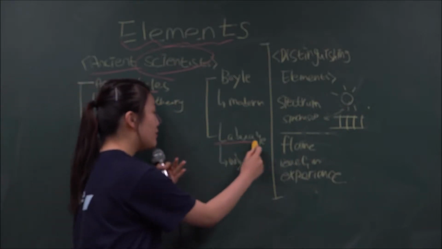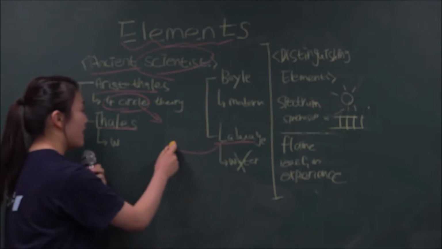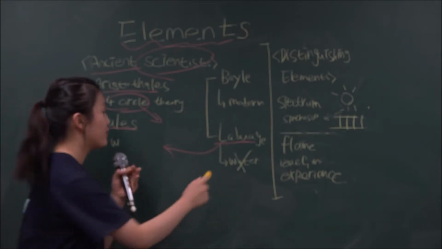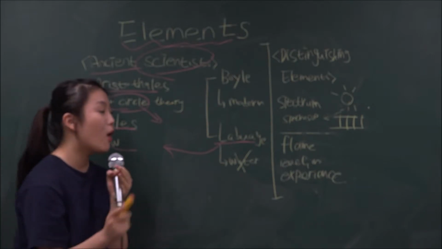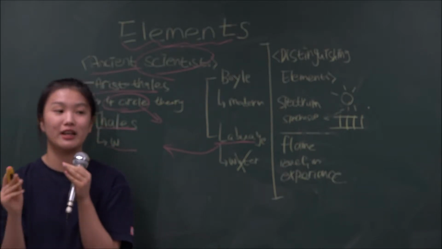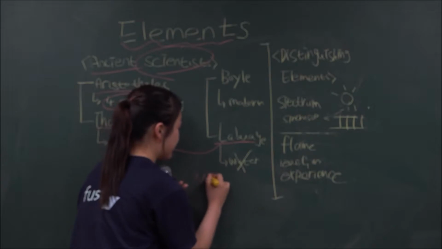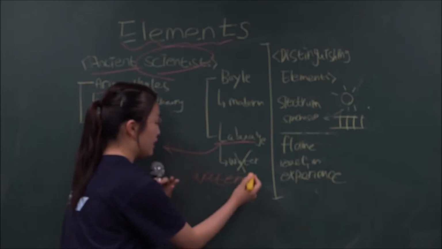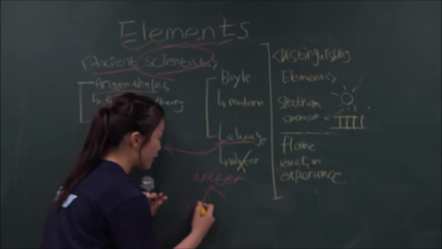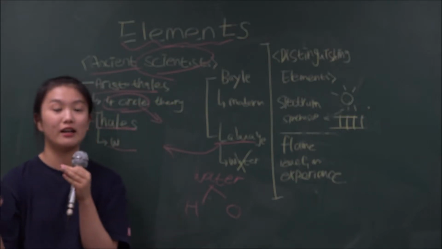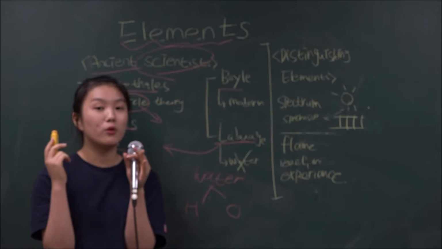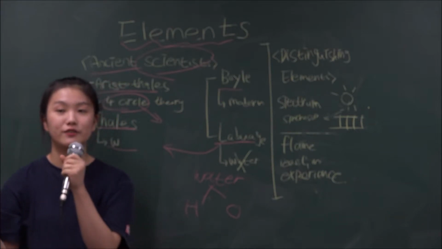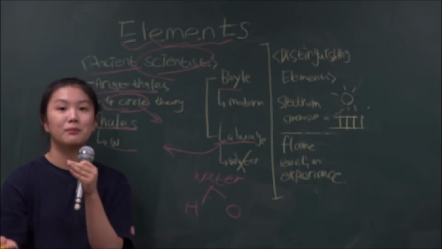But Lavoisier was like, oh no, it's wrong, because he had an experiment showing that water is not an element. Water is broken down into hydrogen and oxygen, so it's not an element. And Boyle argued the modern theory of the elements, so he is an important person.